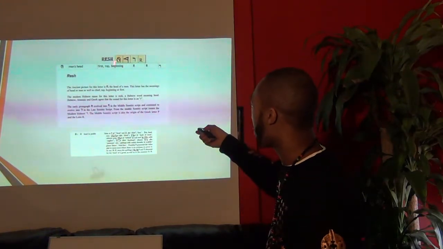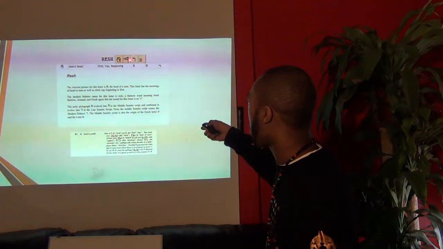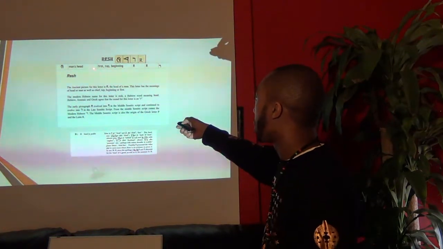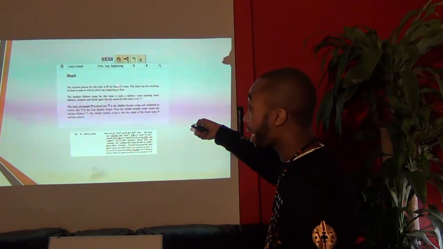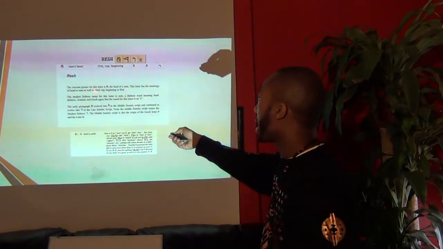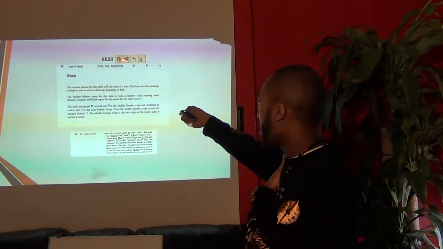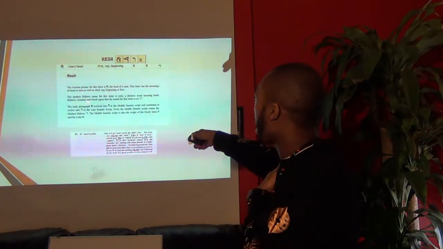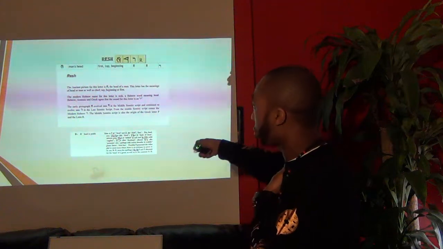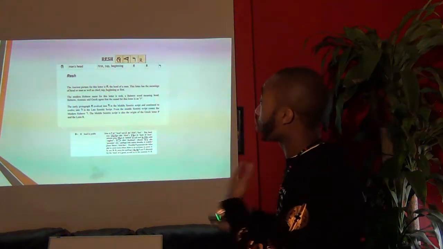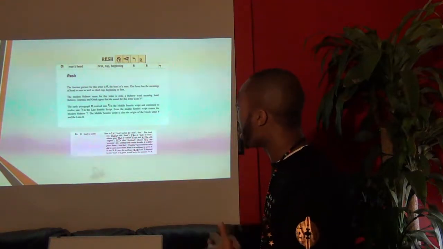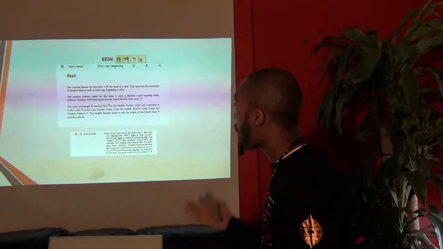We have a picture right here of a man's head. We have the Paleo Hebrew, the modern, and it's our English R. What is it? A man's head. First, top, beginning. It means first, top, and beginning. The ancient picture for this letter, which we see here, is the head of a man. This letter has the meanings of a head or man, as well as chief, top, beginning, or first. The modern Hebrew name for this letter is Resh, a Hebrew word meaning head. Hebrew, Aramaic, and Greek agree that the sound for this letter is R, okay?